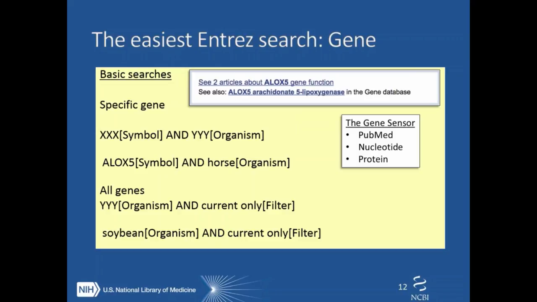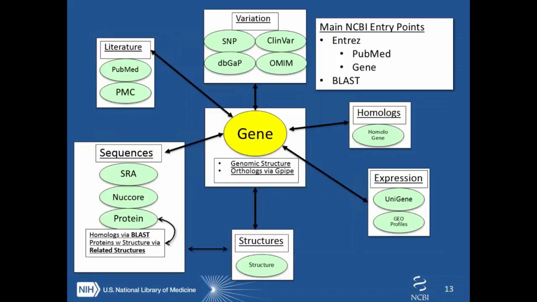And then at the top of this slide, there's this screenshot of something that we call the gene sensor, which is much more active for things like human, but you can also specify an organism like horse in this case. You can get some direct access to the gene record and also PubMed articles that are attached to that gene record. And I'll use that as a way to get into the database today.